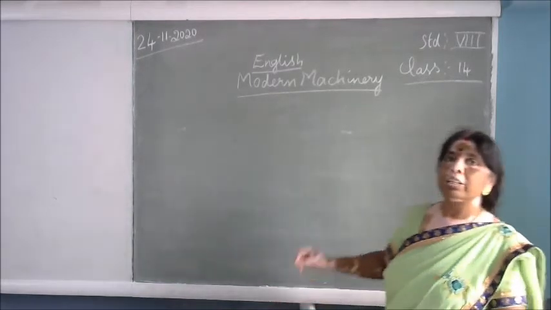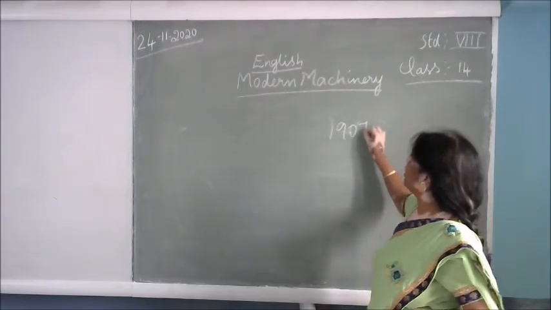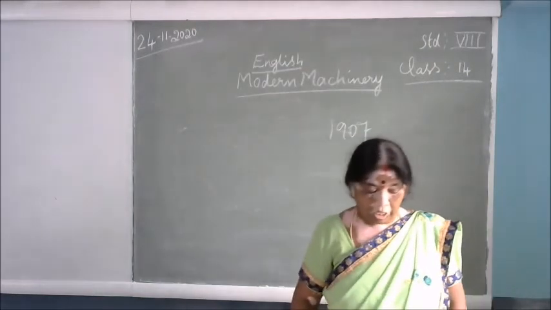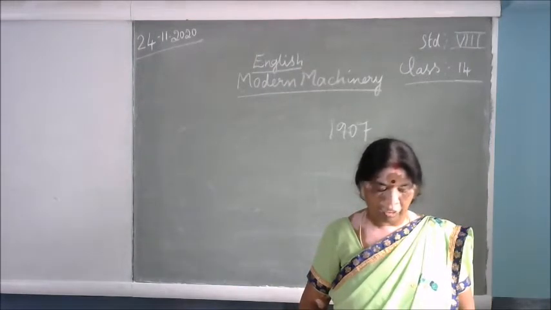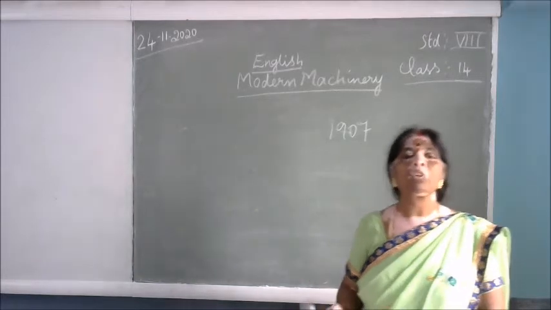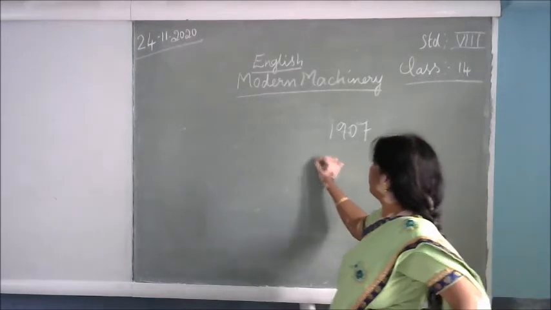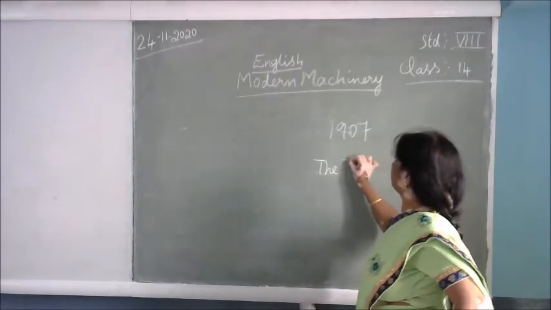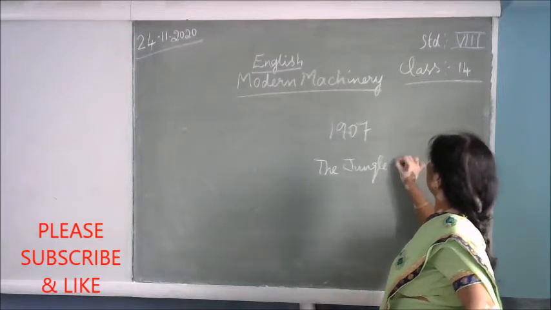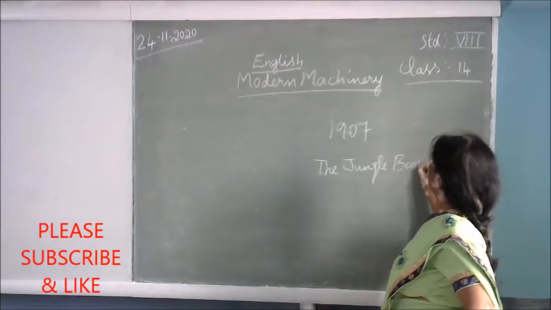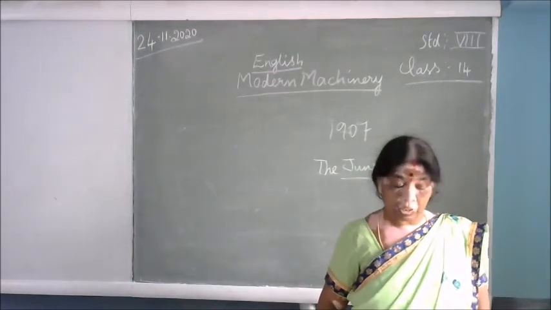So he received a Nobel Prize in 1907. And he was known for his works of fiction, The Jungle Book. What book has he written? The Jungle Book. This is a very important and good book that he has written, the Jungle Book.